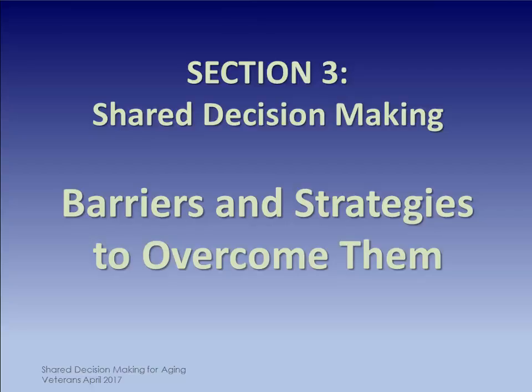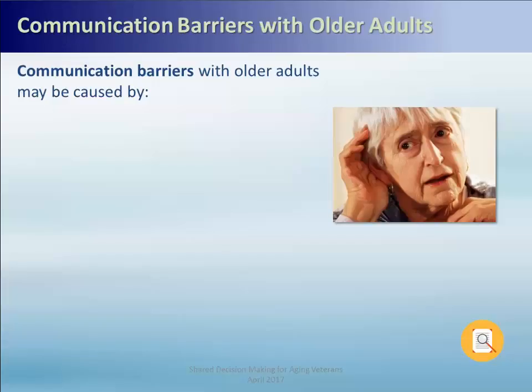Now let's look at some of the communication and implementation barriers you may encounter and strategies to overcome them. There are many challenges associated with talking about topics related to aging. They are often difficult topics. Communication barriers with older adults may be caused by aging-related health problems, such as hearing or vision deficits, dementia, or side effects from medications, such as fatigue. Low health literacy: over 60% of people over 65 in our country are at a basic or below basic level of health literacy.